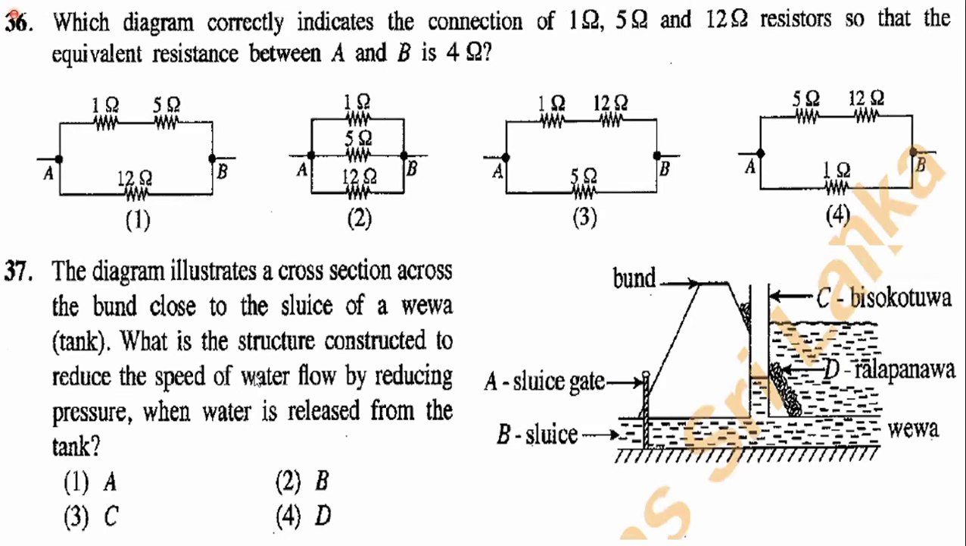Which diagram correctly indicates the connection of 1 ohm, 5 ohm and 12 ohm resistors so that the equivalent resistance between A and B is 4 ohms, right? 1 ohm, 5 ohm, 12 ohm resistors. In this setup, which one gives you 4 ohms? This is the question.